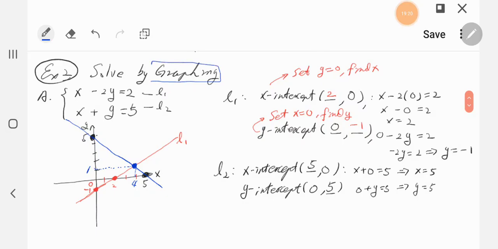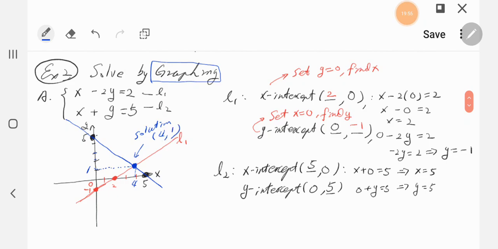We don't recommend solving a system of equations by graphing because, even if our graph is correct, it is not accurate unless we graph it precisely on grid paper. It is hard to get an accurate answer. So in this case, the intersection is the solution, and the coordinate is x is 4, y is 1.